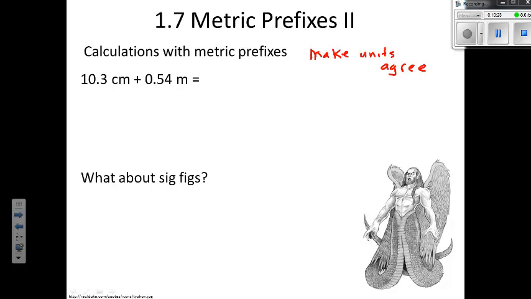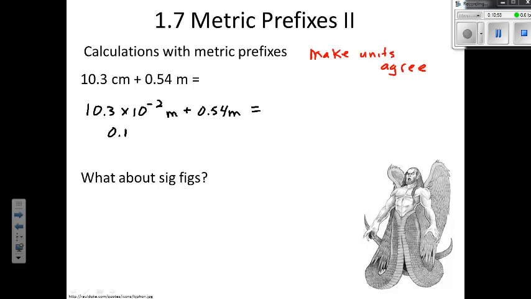It's easy to convert centimeters to meters, right? So that's usually the way I would go with this one, because all I have to do to convert centimeters to meters is replace centi by 10 to the minus 2. How easy is that, right? And now it's in meters, and 0.54 meters, right? Same. Okay, so this is the same.